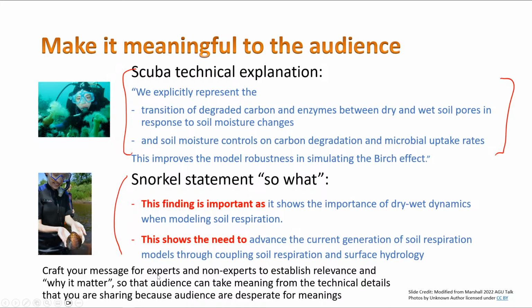So craft your message for expert and non-expert to establish relevance. Why this matters. So this snorkeling statement is about why this matters, so the audience can make meaning of this technical detail. You can present technical detail, but what does the audience need? Most of your audience does not need this technical detail. Most of your audience needs meaning. What does this mean? Why is this important? Why is this useful? What can we take from this? To make it meaningful, the audience are hungry for meaning, hungry for understanding, not for technical details. Yeah. Okay.